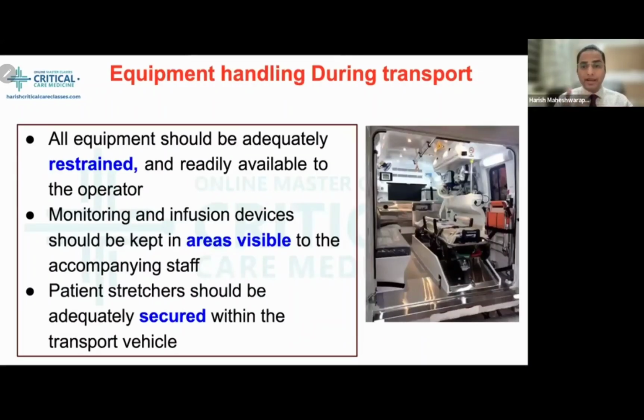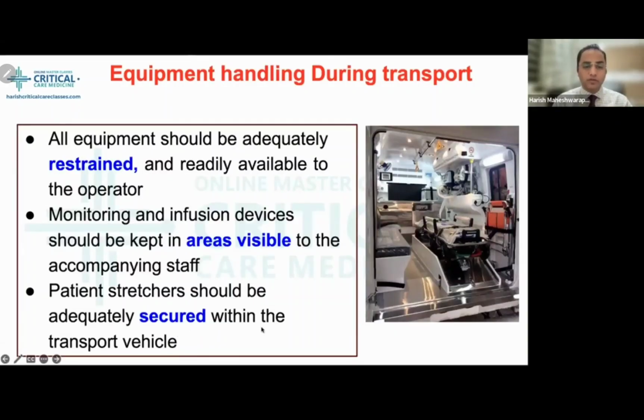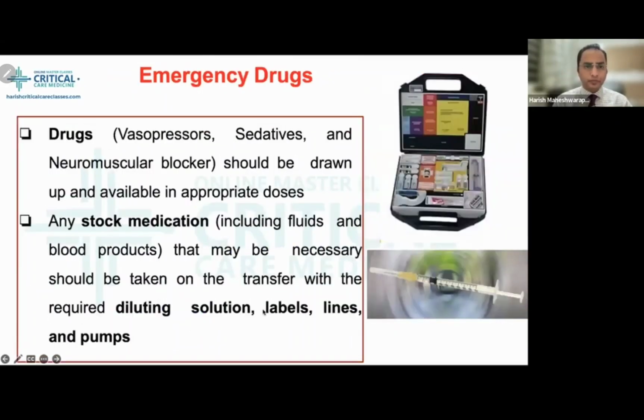Okay, so equipment handling during the transport process: all equipment should be adequately restrained and readily available to the operator. Monitoring and infusion devices should be kept in areas visible to the accompanying staff to identify the vitals and their fluctuations. Patient stretchers should be adequately secured within the transport vehicle.